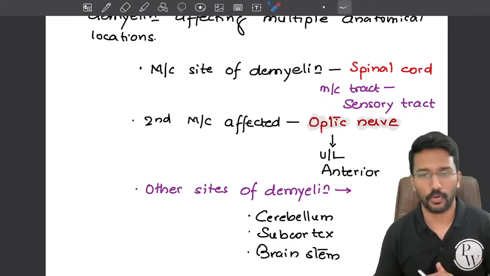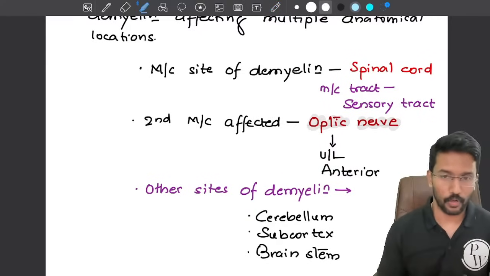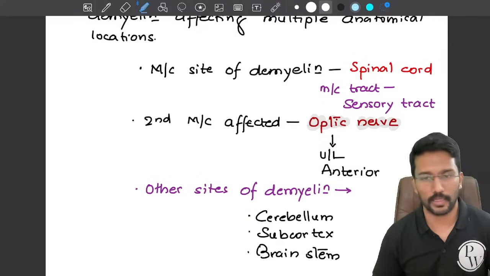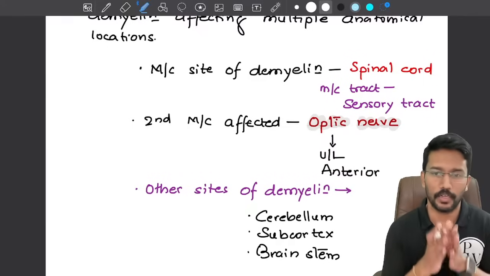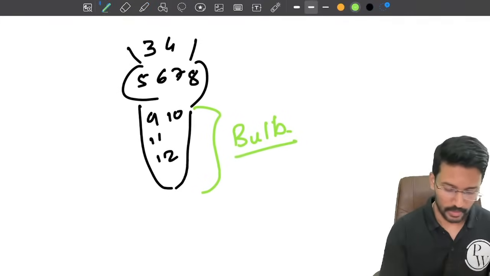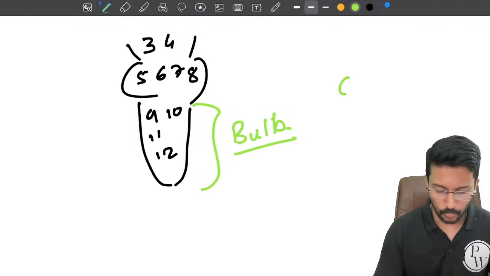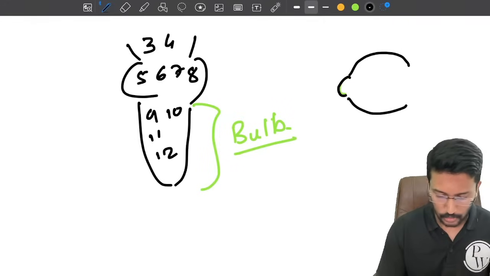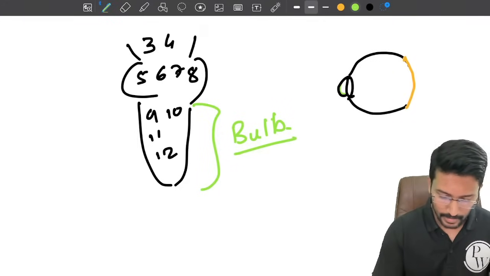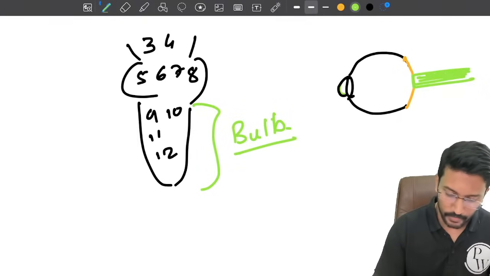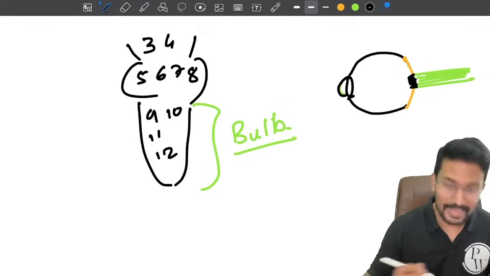Now here is one important point. The optic nerve, or when optic nerve gets affected by demyelination, right, we call it optic neuritis. And optic neuritis can be divided into anterior optic neuritis and posterior optic neuritis. Now what is the difference between anterior and posterior optic neuritis? So when you look at the eye structure, right, so you have a cornea, lens, and you have retina, and in the retina you have an optic disc to which the optic nerve gets attached. So this is your optic disc.